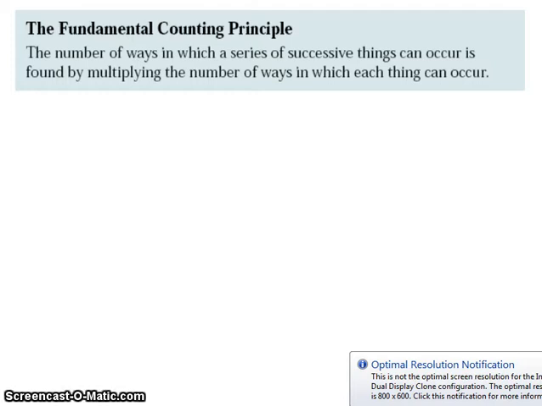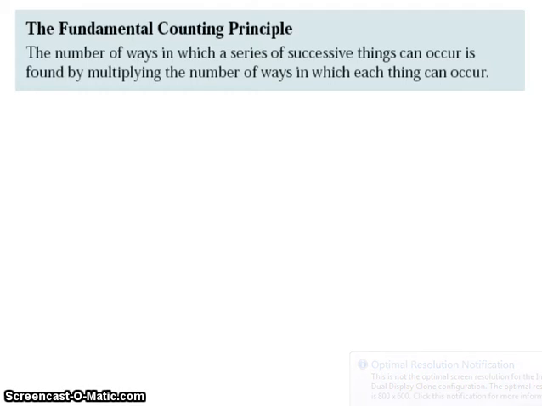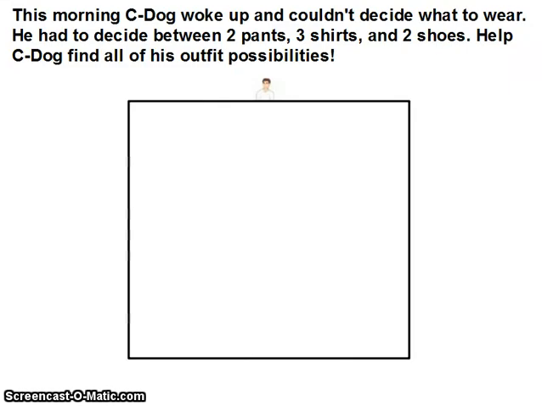Hey everyone, we're going to start this segment off with the fundamental counting principle. Let's read the definition. The number of ways in which a series of successive things can occur is found by multiplying the number of ways in which each thing can occur. We're going to look at a visual of this rule.